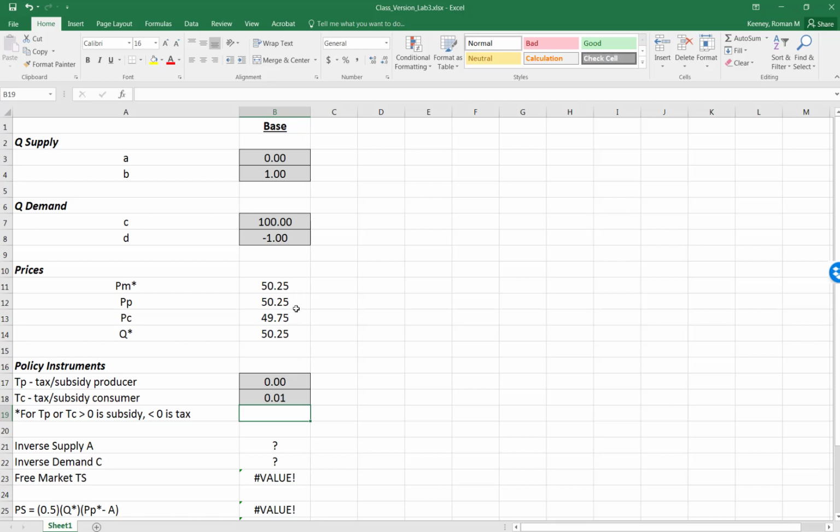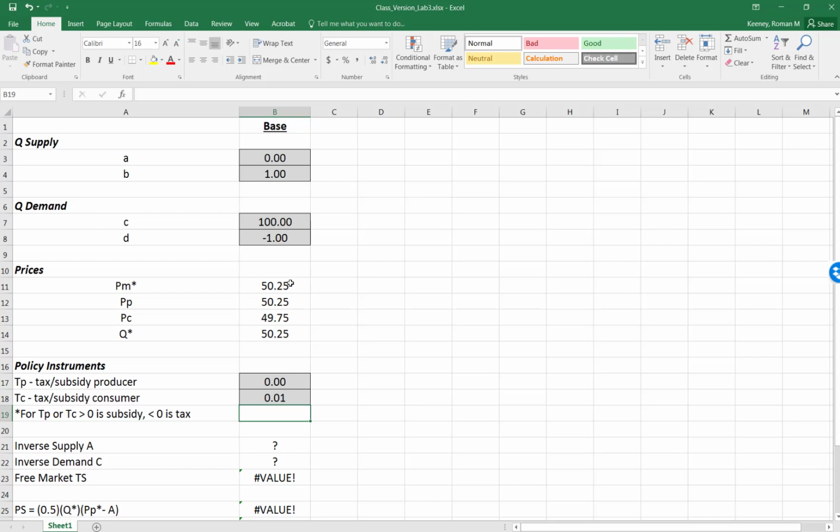But what is going on? Why we say it doesn't matter what you do in the market, whether you subsidize producers or consumers, is because the gap between the producer price and the consumer price is the same as we saw just before, 50.25 versus 49.75. So you give the 1% subsidy on the consumer side, producer prices go up 0.25, consumer prices fall 0.25. They get the same gains either way.